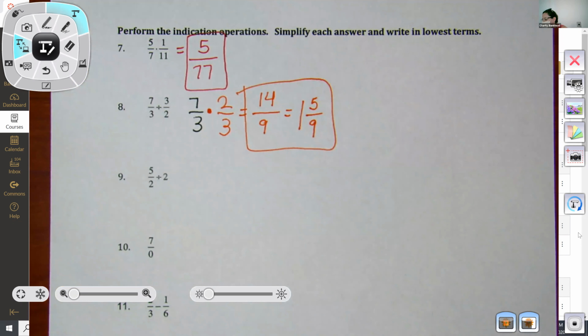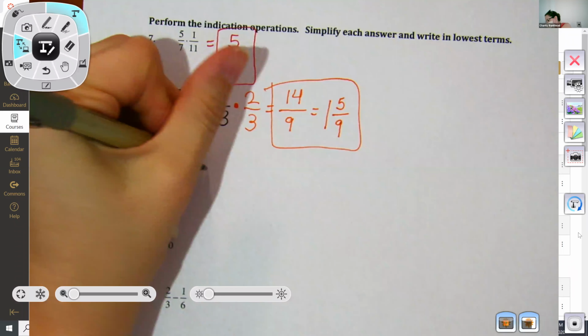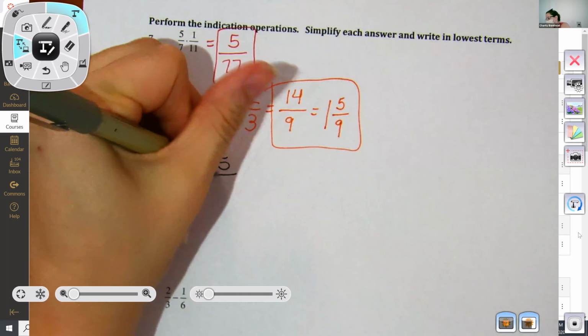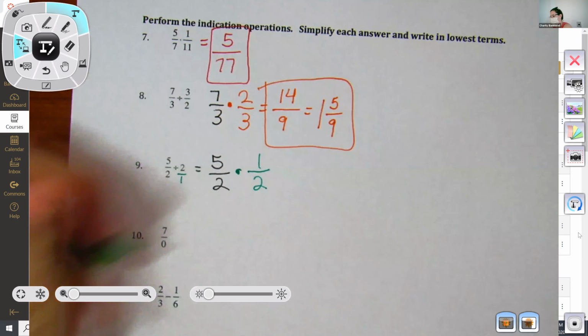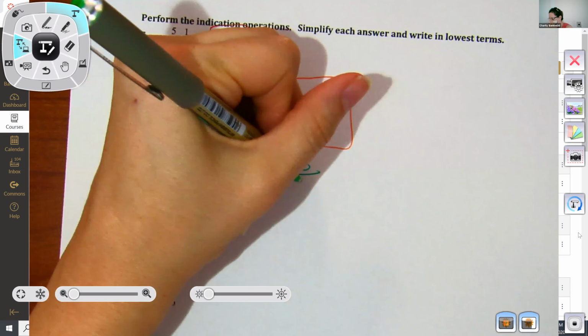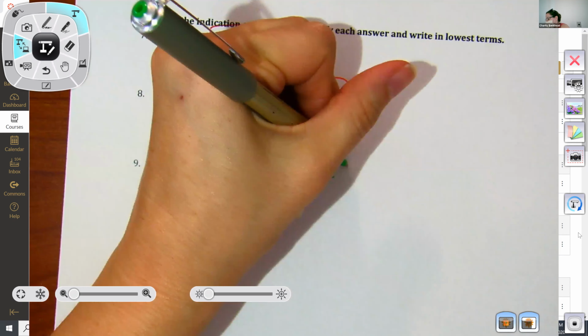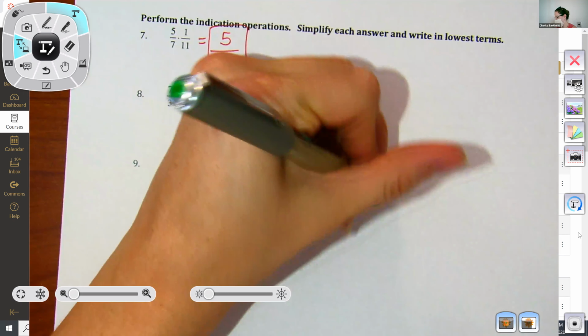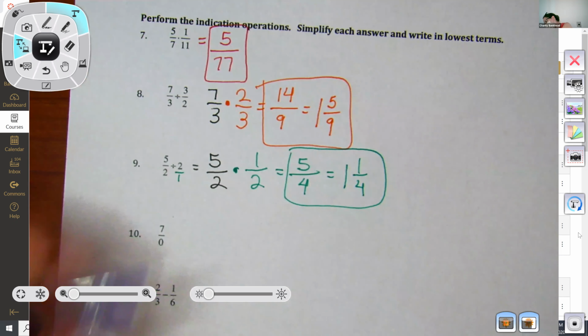So 5 over 2 divided by 2. Okay, well, 2 is the same thing as 2 over 1, and it is dividing, so we need to flip the second fraction and multiply. So 5 over 2 multiplied by 1 over 2. And there's nothing to reduce, so multiply straight across, and that equals 5 over 4, which is also the same thing as 1 and 1/4. Seven over 0, 0 under is undefined.